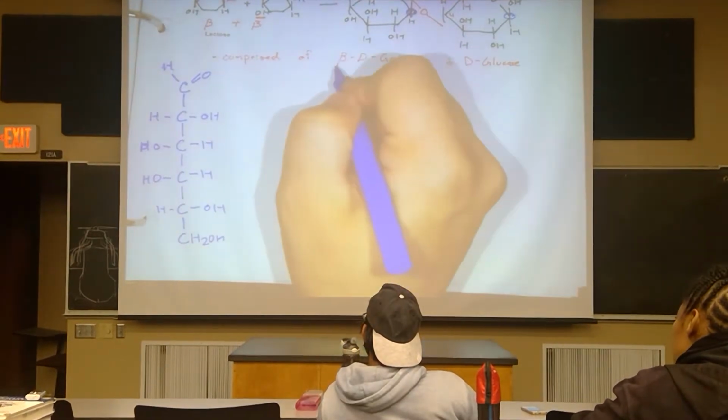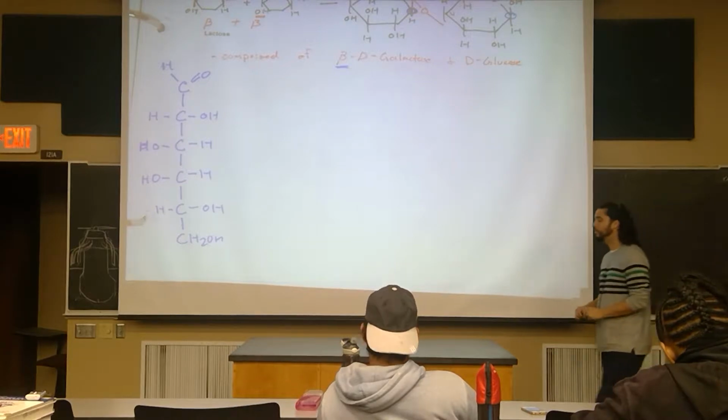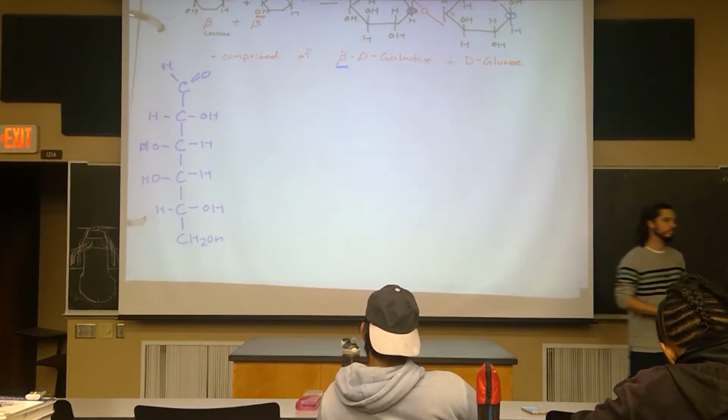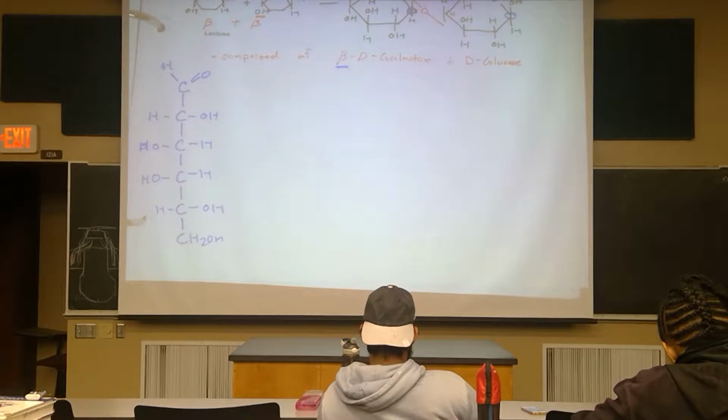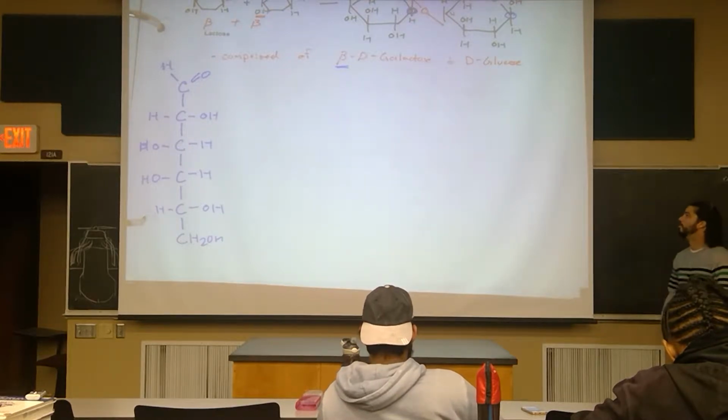And from this form, I want you to take 2 minutes and see if you can draw this linkage. Beta-D-galactose and D-glucose. Draw your ring structure for galactose and see if you can come up with a linkage for beta-D-galactose and D-glucose. I didn't give you beta or alpha glucose. It doesn't.